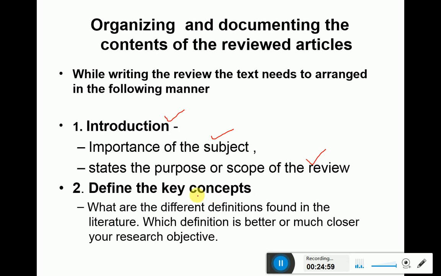review should be explained, then define the key concepts. What key concepts? It means the different definitions of motivation. What are the different definitions found in the literature? Let's suppose I have studied 3 or 4 literatures. Go to Mr. A's literature, Mr. B's literature, then I studied the third literature, Mr. C. Now, how does Mr. A define the concept?